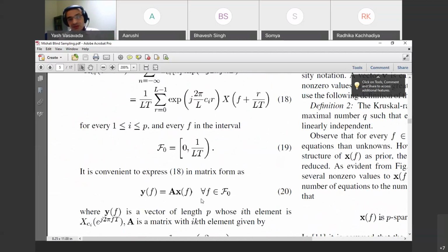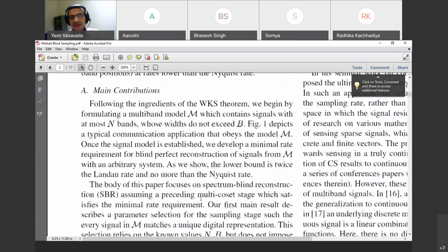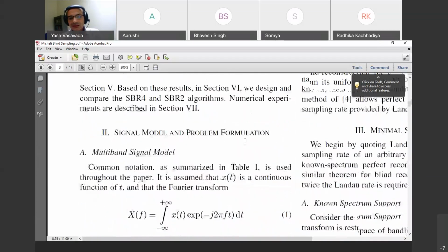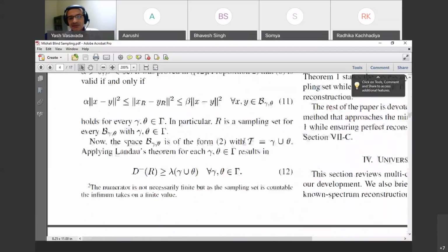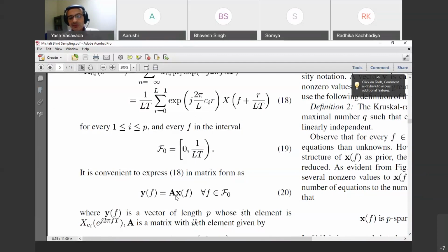In the system concept, it is as if there are only few primary users. There are only, let us say, few base stations that are active at a time. And a lot of this frequency axis is empty. Then compressive sensing can help us recover this x of f from y of f.